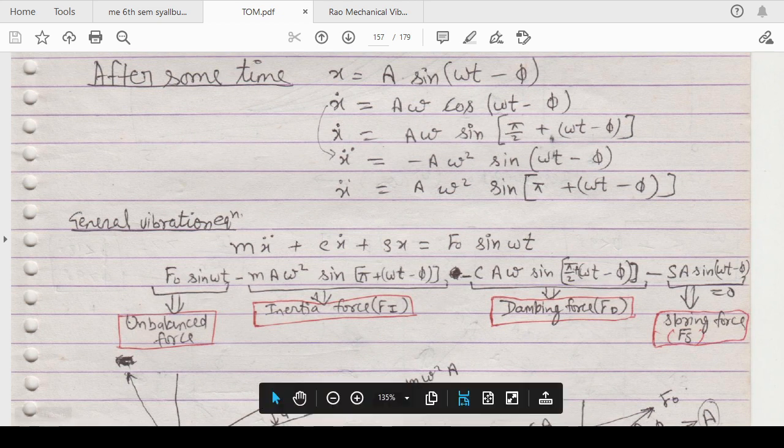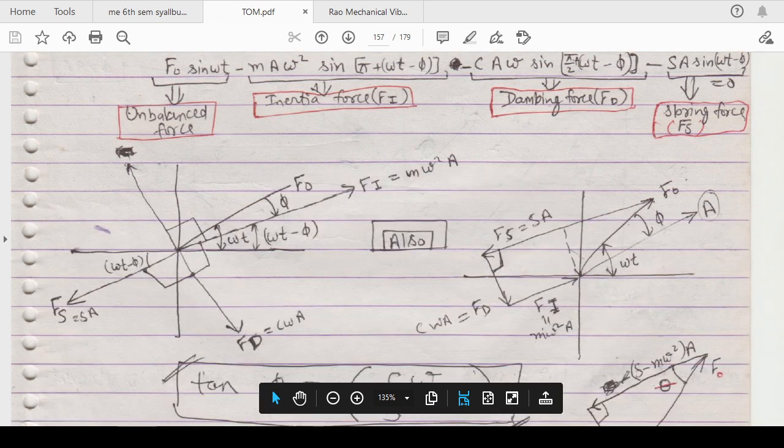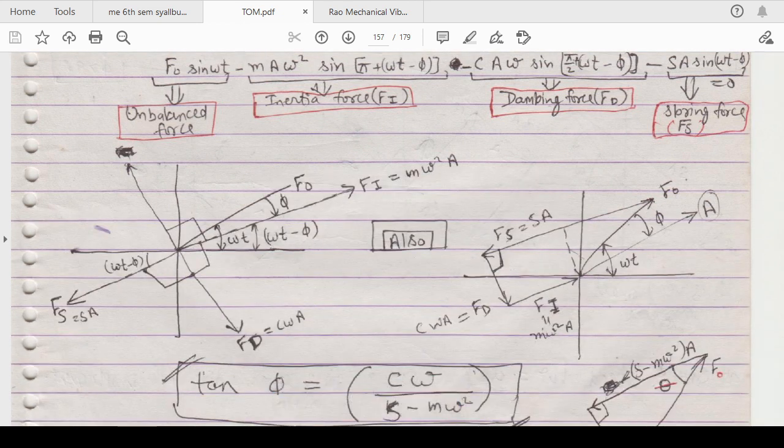So this is called the unbalanced force, this is the inertia force, this is the damping force, and this is your spring force. Now if you want to plot these curves, just take into consideration the phase angles. First, let's plot the unbalanced force, which is F naught sin omega t, meaning at angle omega t this is F naught. After that you want to plot the inertia force, which is at omega t minus phi. So if we come back with that phi angle, then this will become omega t minus phi. So this is your Fi, which is m omega square A, the inertia force.